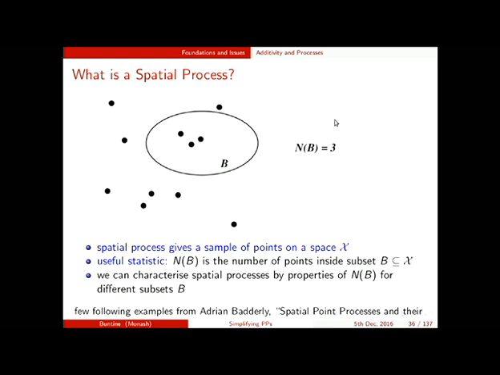You can imagine that if you know N(B) for every set B, you know where the points are in sort of an abstract sense.